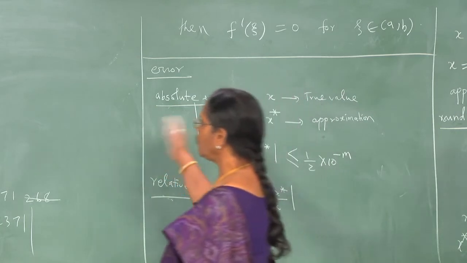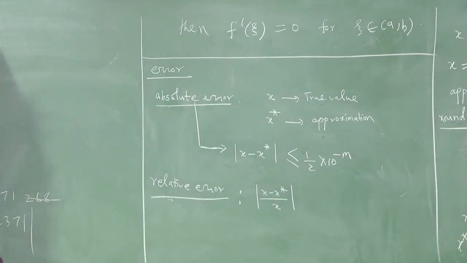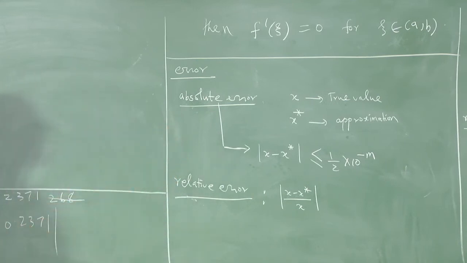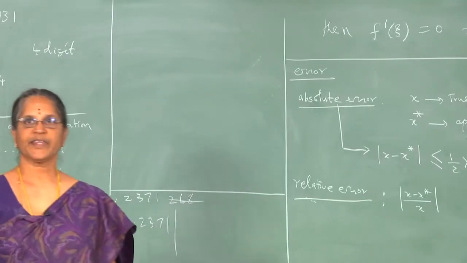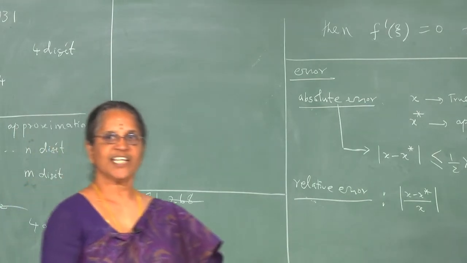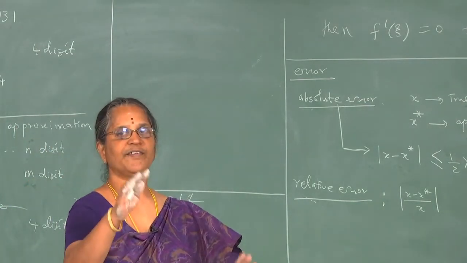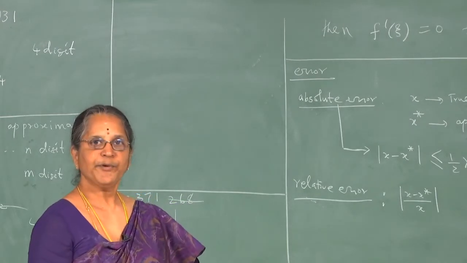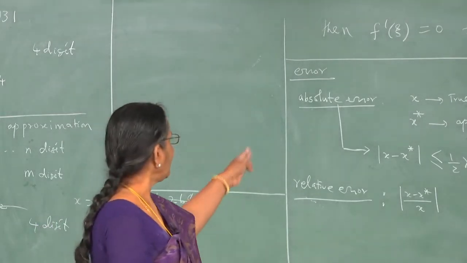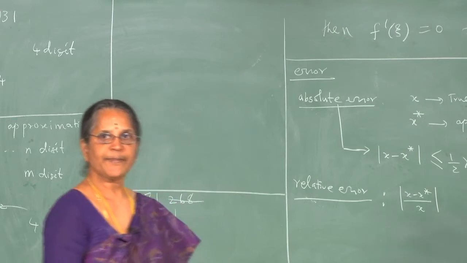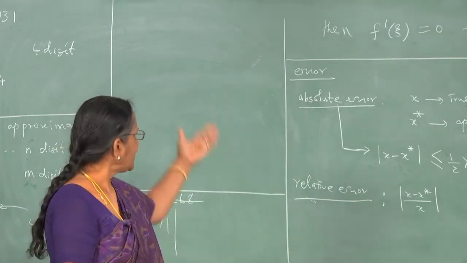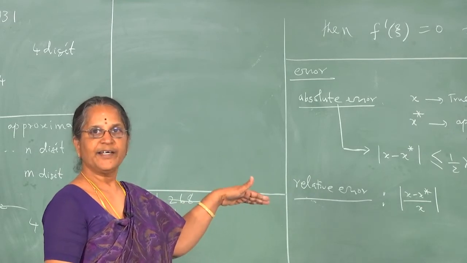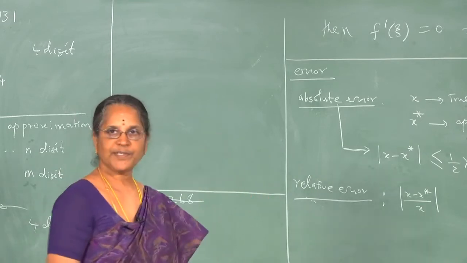That is a natural measure of accuracy of approximation. But we will show by means of an example that the absolute error is highly misleading. You cannot judge the accuracy of your computation based on the absolute error. So, it is always better to use the relative error rather than the absolute error.